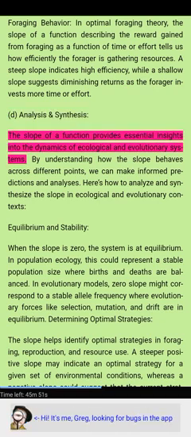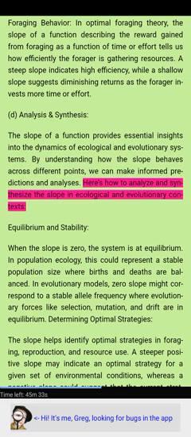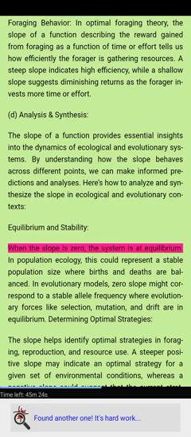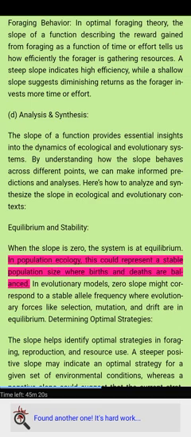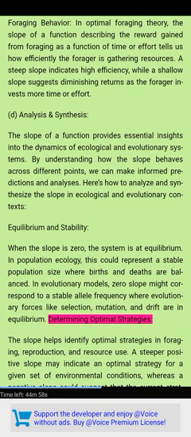The slope of a function provides essential insights into the dynamics of ecological and evolutionary systems. By understanding how the slope behaves across different points, we can make informed predictions and analyses. Here's how to analyze and synthesize the slope in ecological and evolutionary contexts. Equilibrium and stability: when the slope is zero, the system is at equilibrium. In population ecology, this could represent a stable population size where births and deaths are balanced. In evolutionary models, zero slope might correspond to a stable allele frequency where evolutionary forces like selection, mutation, and drift are in equilibrium.